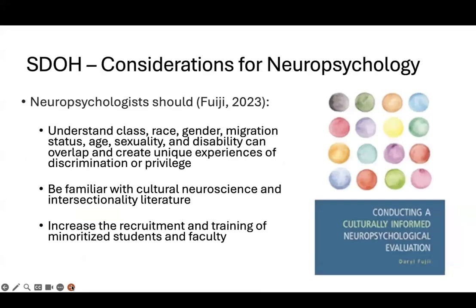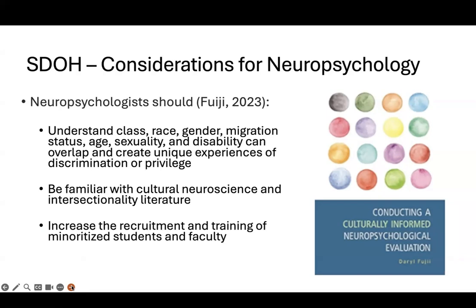So now we've talked about how the social determinants of health impact cognition and what we might see. This leads us to our next step, which is looking at how we should be thinking about these cognitive differences as a field. I really like Fuji's 2023 article that talks about some practical steps neuropsychologists and students interested in neuropsychology can take to advance our field and advance health equity in brain health.